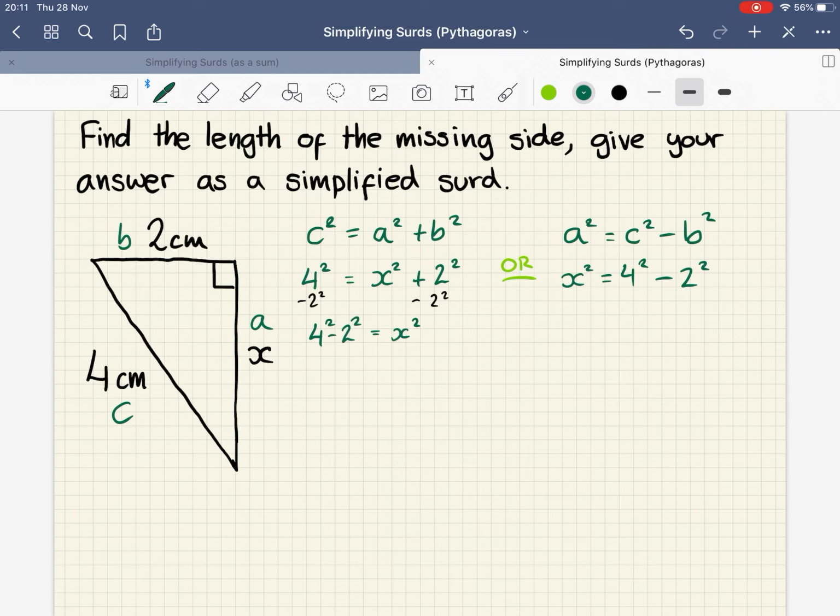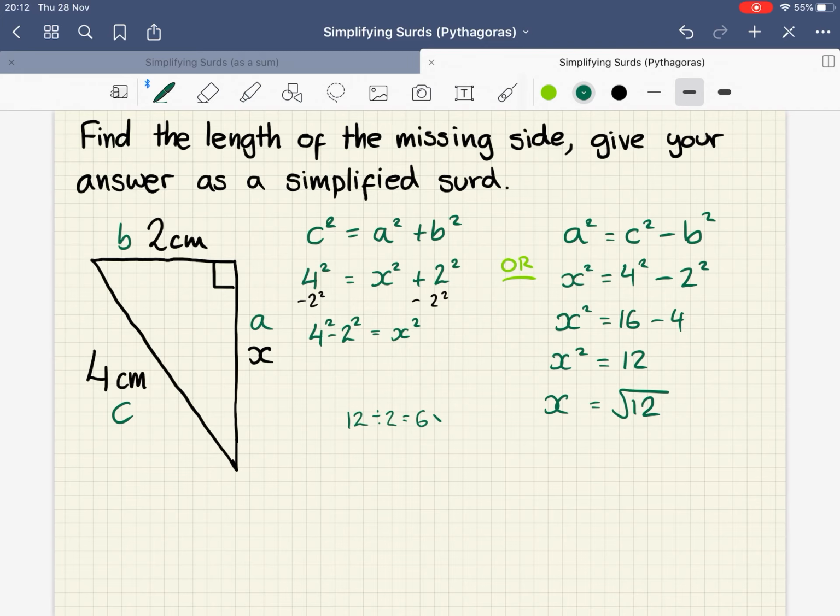So I'm just going to continue solving it on the one on the right-hand side here. So that's now going to be 16 take away 4, which gives us 12. And then we need to square root it. So in order to be quick, I'm not going to write out my list of square numbers now. I'm kind of used to it. Hopefully you guys are a bit more familiar with your square numbers now.